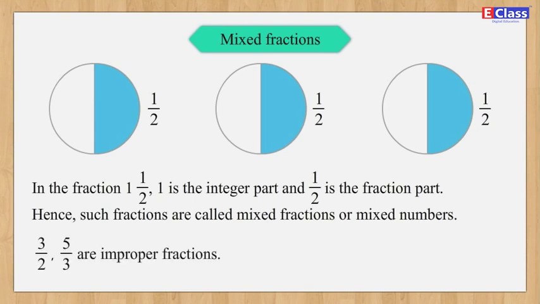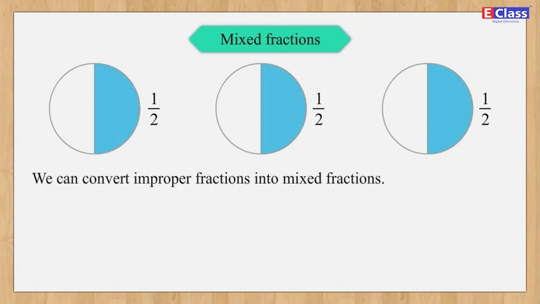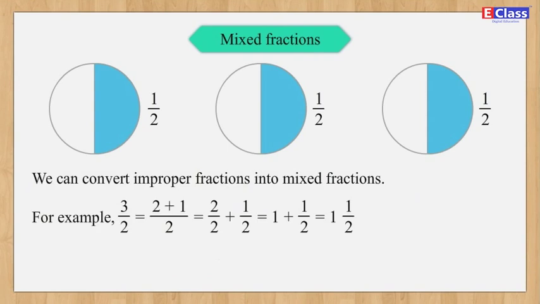3 upon 2, 5 upon 3 are improper fractions. We can convert improper fractions into mixed fractions. For example, 3 upon 2 is equal to 2 plus 1 upon 2, which is equal to 2 upon 2 plus 1 upon 2, which is equal to 1 plus 1 upon 2, which is equal to 1 and 1 upon 2.